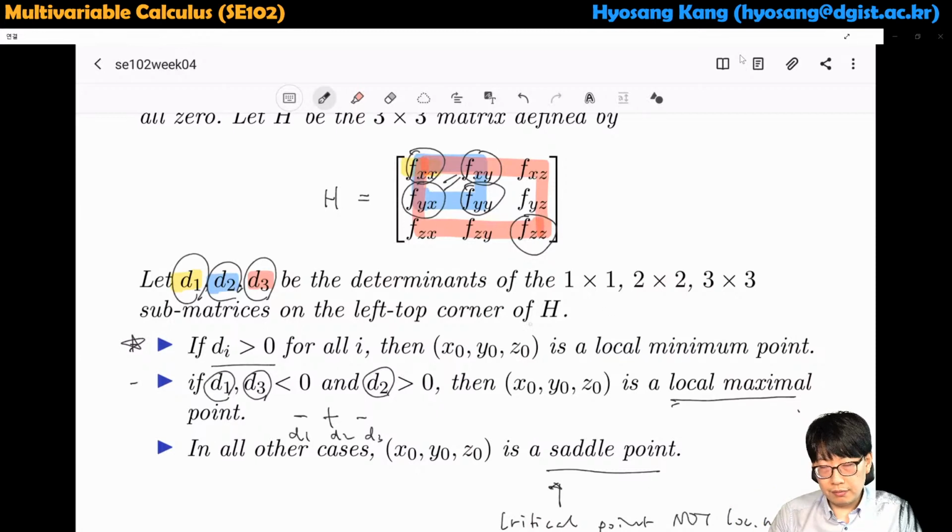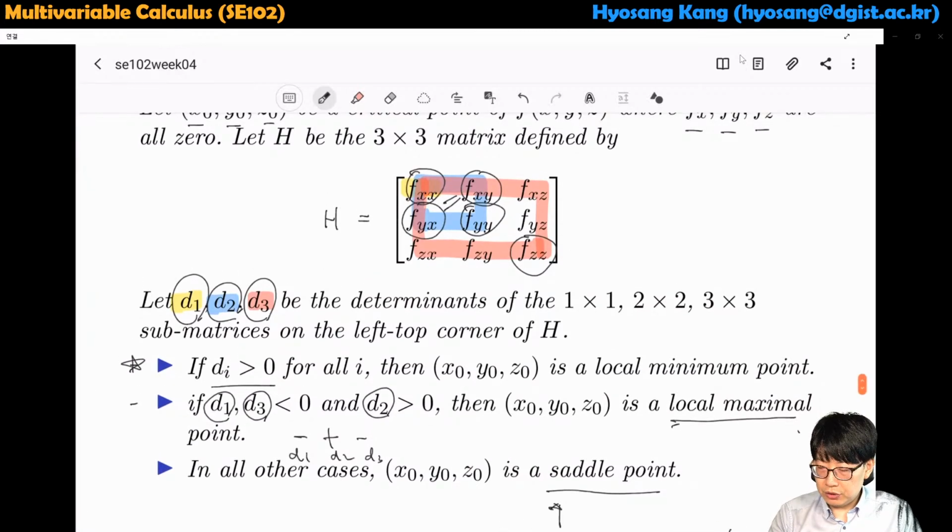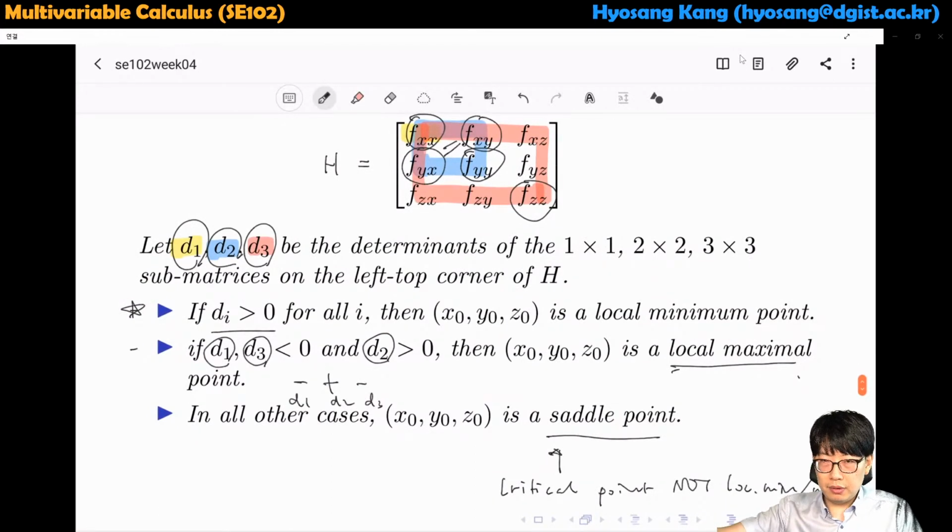You take the Hessian as a 4x4 matrix, look at the top left corner of the matrix, take the determinant, and set it as d1, d2, d3, d4. If all these di's are positive, then the critical point is a local minimum. If the signs of the di's alternate, starting from negative, then the critical point is a local maximum. I'm not going to talk about that right now, but just telling you in words how you can do it when you have an n variable function. In all the other cases, where it doesn't follow the first 2 cases, the point is a saddle point.